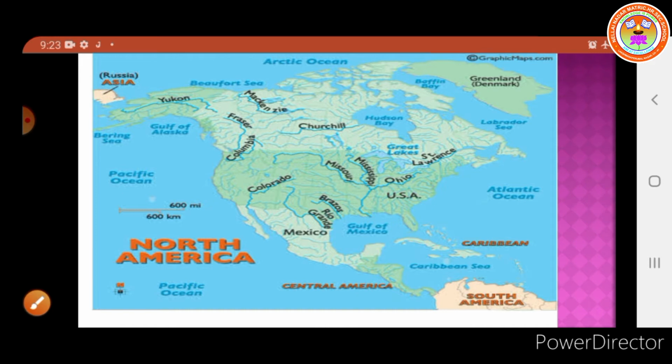Then numerous lakes are found in the glaciated parts of the continent, especially in North Minnesota. The biggest is Lake Superior and it is the largest freshwater lake in the world. Lake Winnipeg, Great Bear Lake and Lake Athabasca are some of the other lakes in Canada.